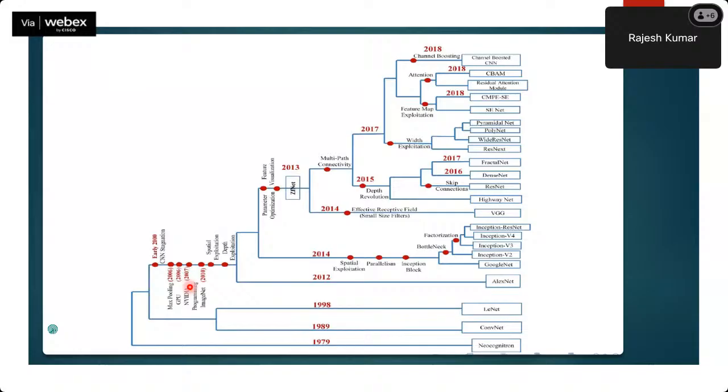Let's move to this part, and here is the whole story. It's not a very new area. It started somewhere in 1979 where people tried to work on neocognition systems, and then ConvNet came in 89, and then LeNet came in 1998. But after this period, things jumped in. You can see in the early 2000s CNN, and then max pooling appears, and then ImageNet in 2010.